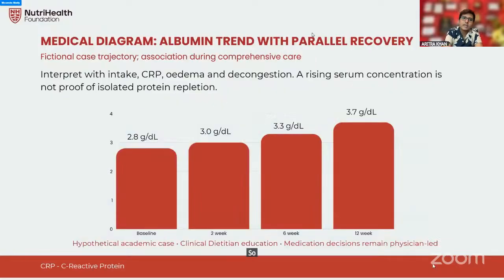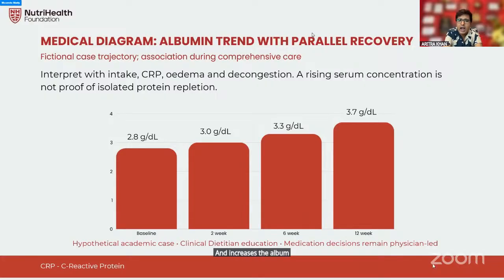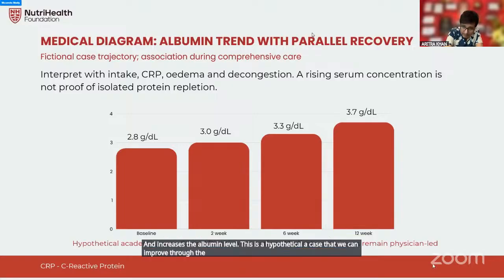So the medical diagram interprets intake, CRP, edema, and decongestion. A rising serum concentration is not proof of isolated protein repletion. Albumin went from a 2.8 baseline to 3.0 at 2 weeks, 3.3 at 6 weeks, and 3.7 g/dL at 12 weeks. So basically we can decrease the CRP and increase the albumin level. This is a hypothetical case that we can improve through the diet, through medical nutrition therapy to be more precise, and also the medical management by the physicians and the critical care intensivist.